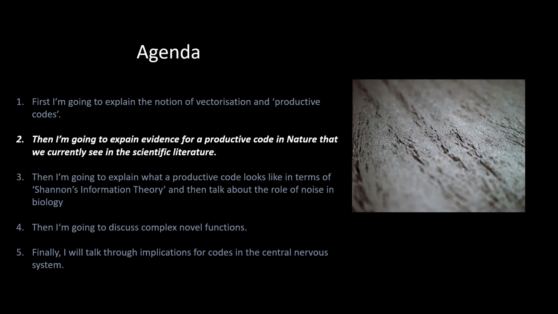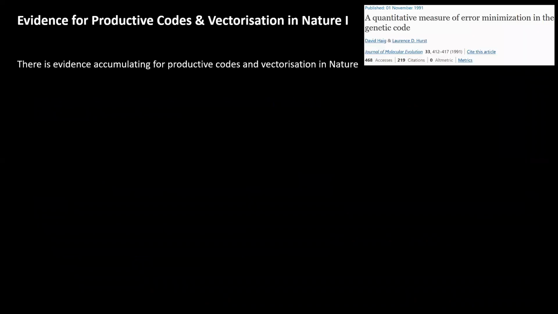So now I've explained this concept of vectorization and productive codes. I'm now just going to, in this second part of the talk, look at the scientific literature and see what evidence there is for productive codes already in the literature. And so the name productive code does not exist as far as I'm aware, right? But I'm going to interpret papers that use different terms and explain why I think these are about productive codes.